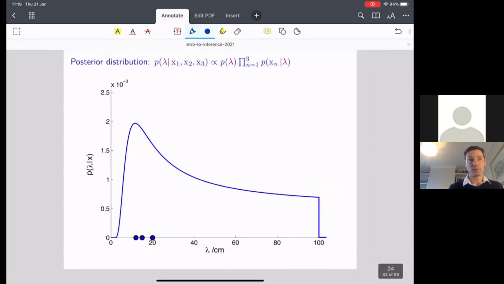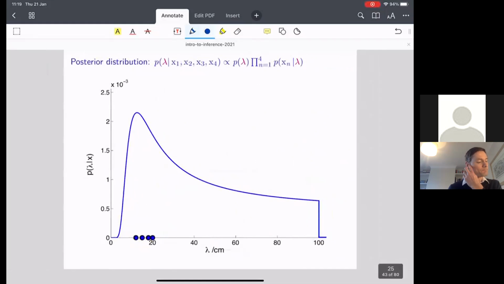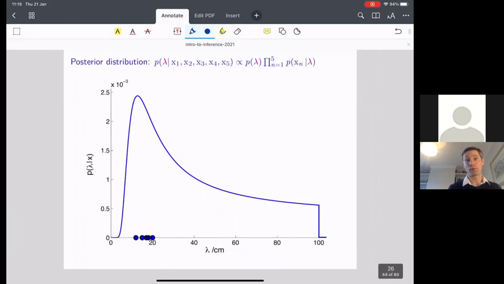And then we see a third data point, and the posterior starts to become more and more peaked. And a fourth one, you can see now we're becoming reasonably sure that the value of lambda is somewhere around 10 centimeters. And then a fifth one, and so on and so forth. Because they're all multiplied together in the posterior distribution, these likelihood terms start causing the posterior to concentrate in a particular region of parameter space, indicating that we're becoming more and more confident about the setting of lambda as we see more and more data.